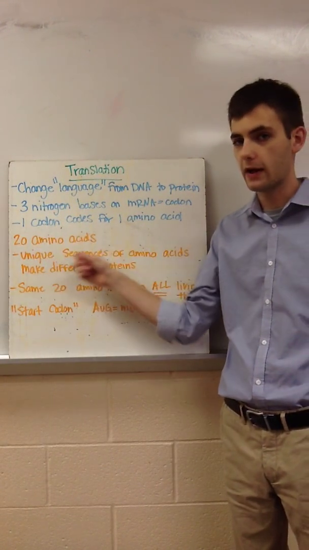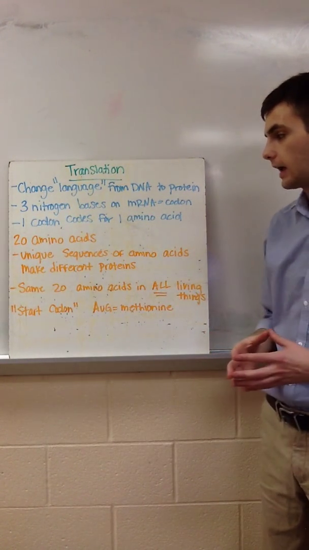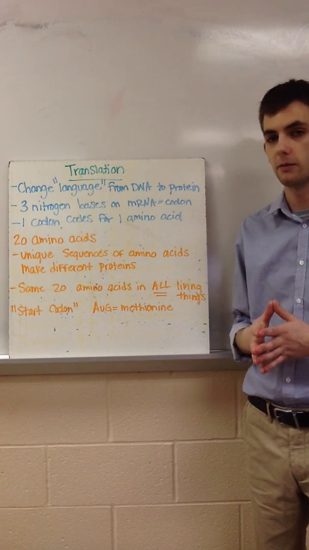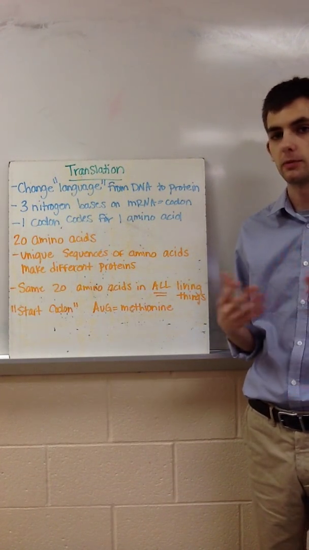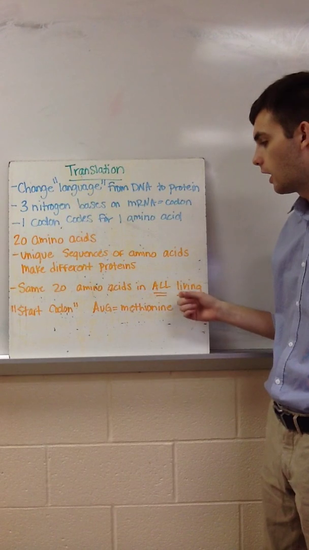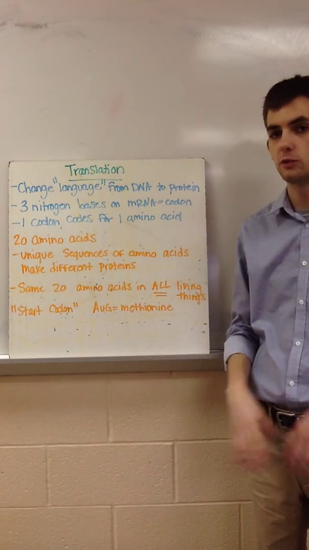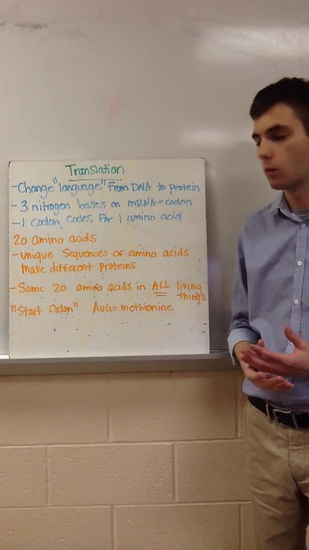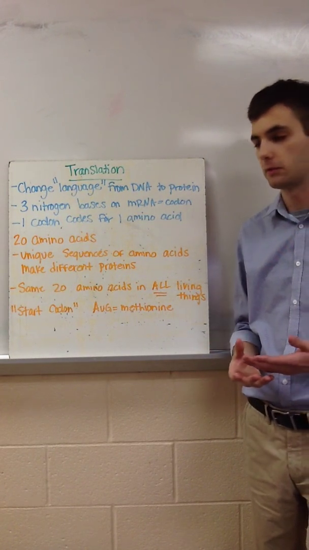There are 20 amino acids in all living things, and their unique sequence of amino acids is what determines the traits of individuals. So the same 20 amino acids are used in all living things, but what makes them different is the order of those amino acids.